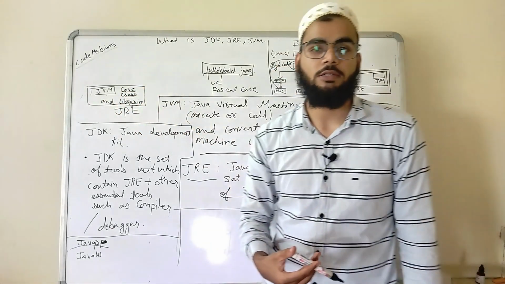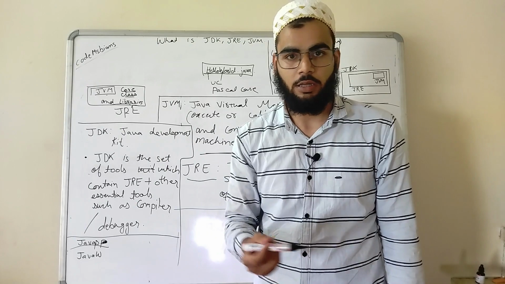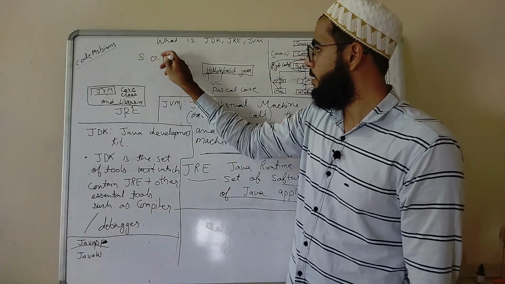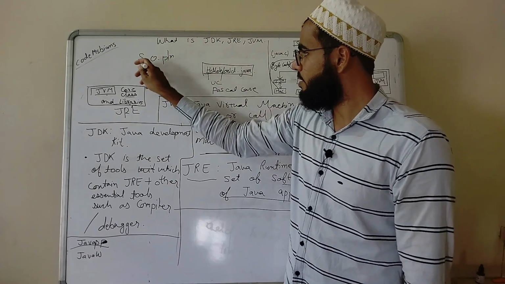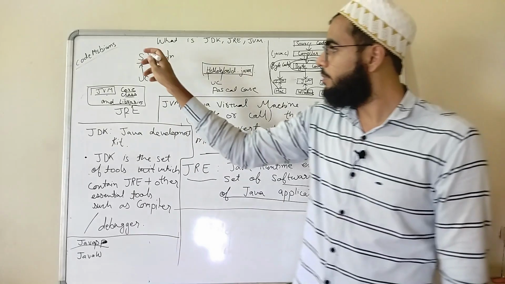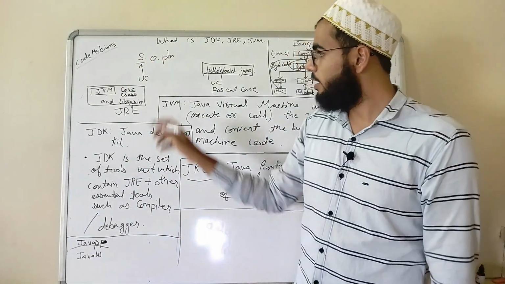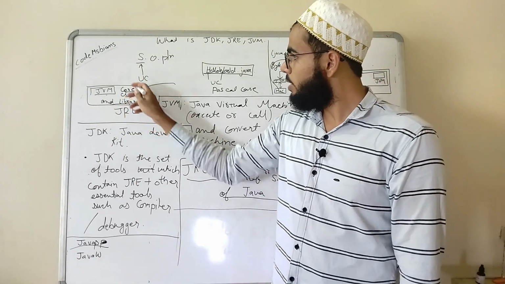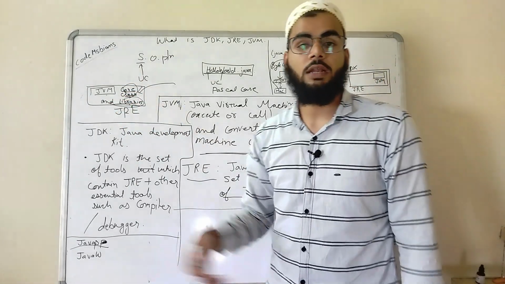Now what are these core classes? For example, you have used System again and again. You use System.out.println, isn't it? And we write System with a capital S, in uppercase. Why are we doing that? Because System is a class, and this class is present here in the JRE, Java Runtime Environment. So all these core classes and core libraries, and so many libraries, we are using.